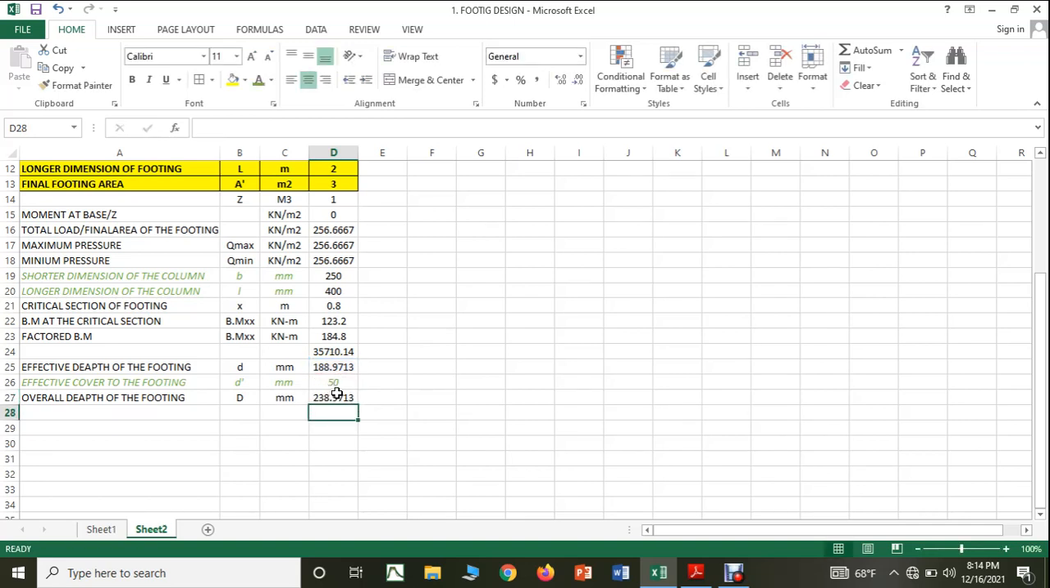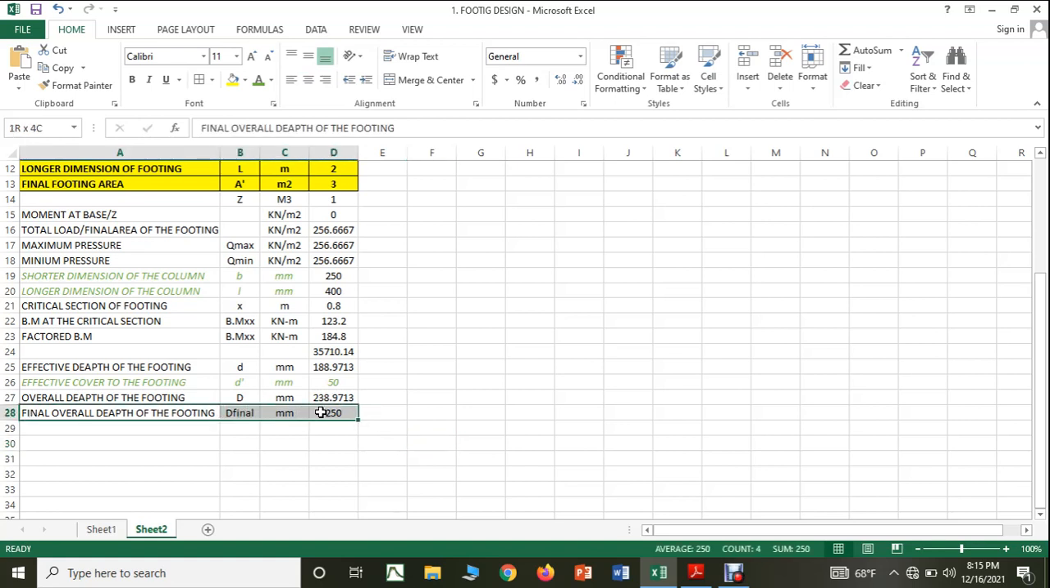Again, when we did the calculation of the longer dimension and the shorter dimension, we rounded off the longer and shorter dimensions of the footing to the next number. In the same way, here also we have to round it off to the next higher value. I can write the final overall depth of the footing as D final, which will be in mm again. I have to give that value as, for example, 250 mm. I have to round it off to the next higher number.